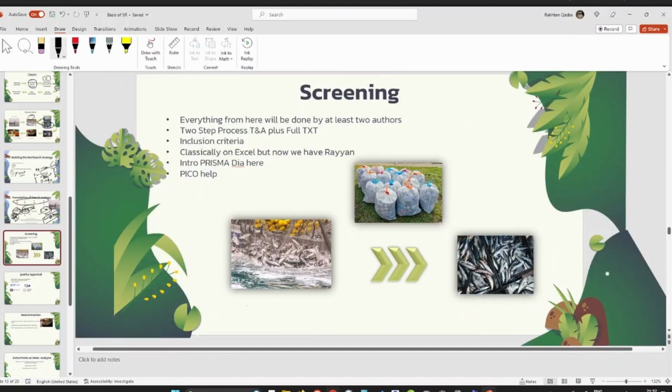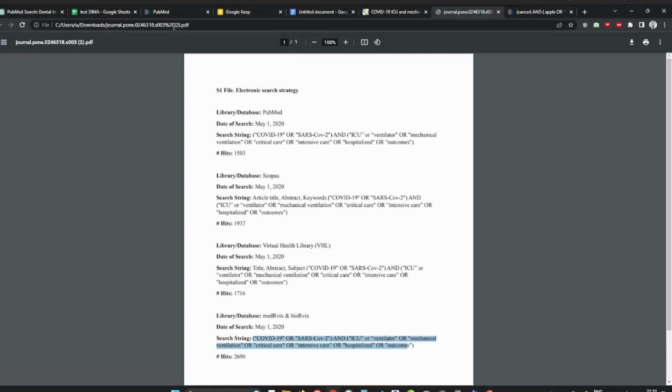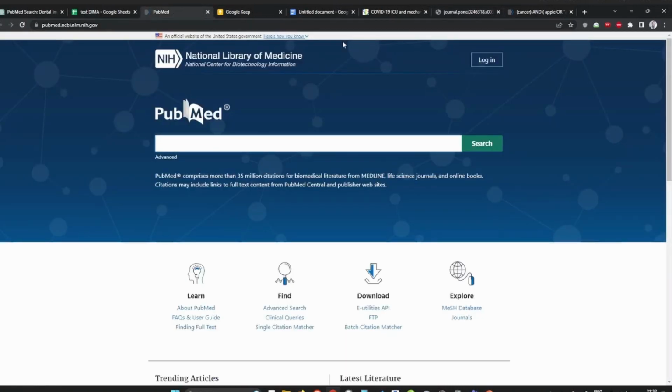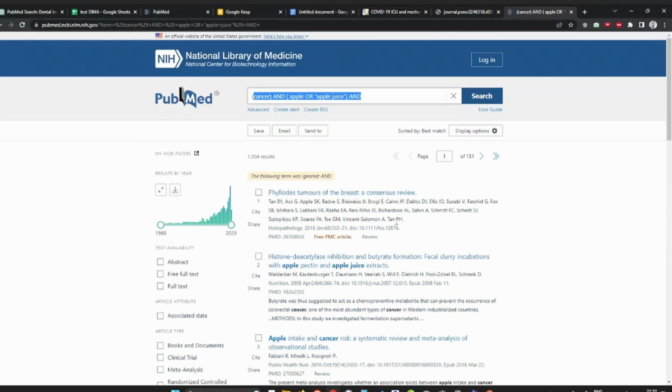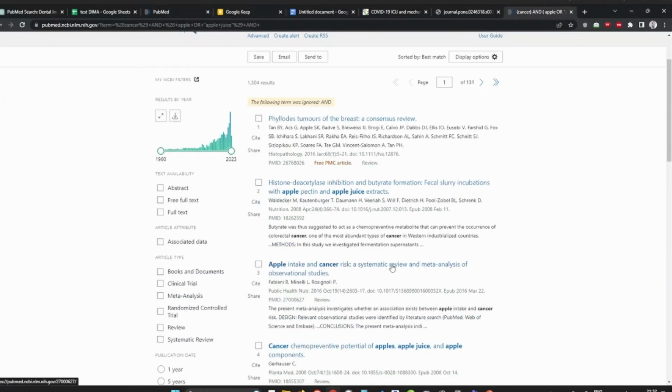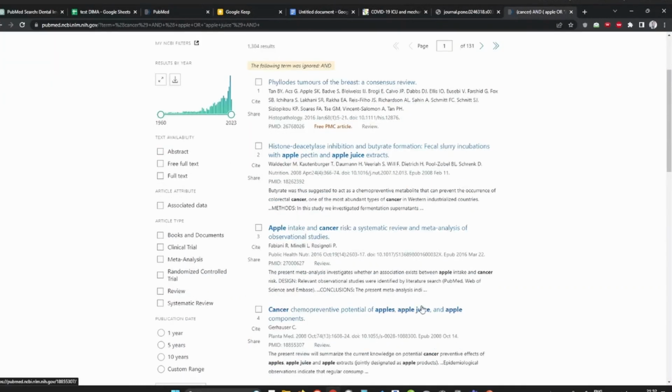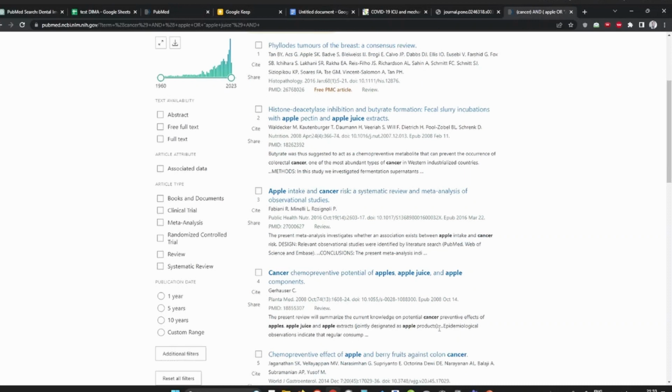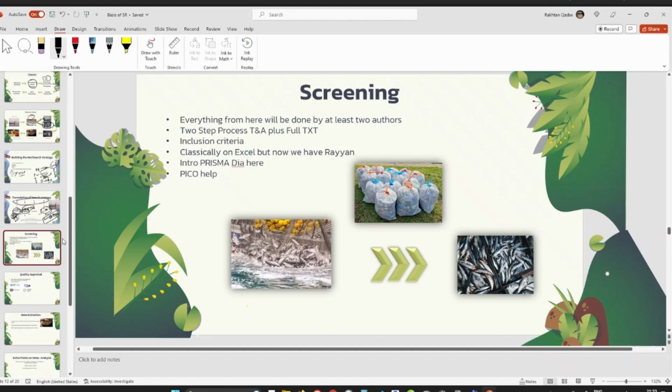So we were looking at this example, for example, with this apple and cancer thing. We have different kinds of papers, but not all of these papers will answer the research question. The same as when we have been catching fish, there will be garbage in there. We have to remove the garbage. So we'll go into the screening phase. We have 2 different phases in screening. Whatever papers we have at first, we will go through a 2-step process.